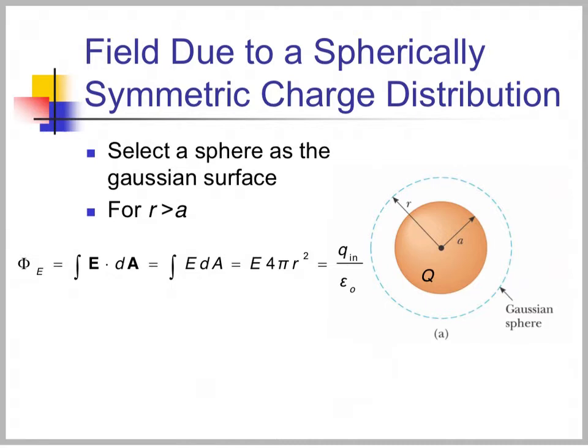Anytime I have a spherical Gaussian surface, the integral of E dot dA is going to be E times 4 pi r squared. And that's just equal to the charge enclosed over epsilon naught. So, the charge enclosed is just Q, so the electric field is Q over 4 pi epsilon naught r squared, or KQ over r squared. Exactly the same as a point charge when I'm outside the spherically symmetric charge distribution.